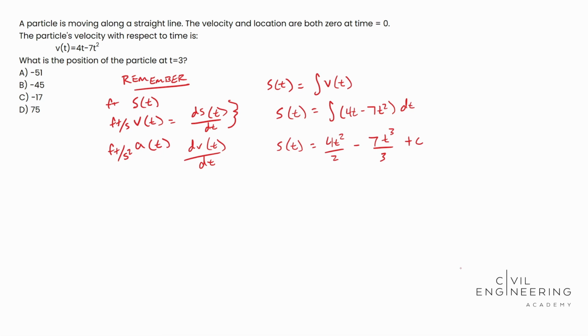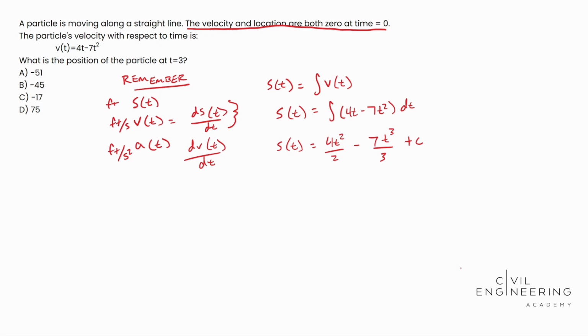But they included a disclaimer up here in the problem. It says the velocity and location are both 0 at time equals 0. Not a straight line, but imagine that it is. And basically what that means is when s of 0, so when time is 0, the position is also 0. And so what we can do is plug in 0 for t into this new equation that we found, and we can solve for c because it gives us that sort of equation.